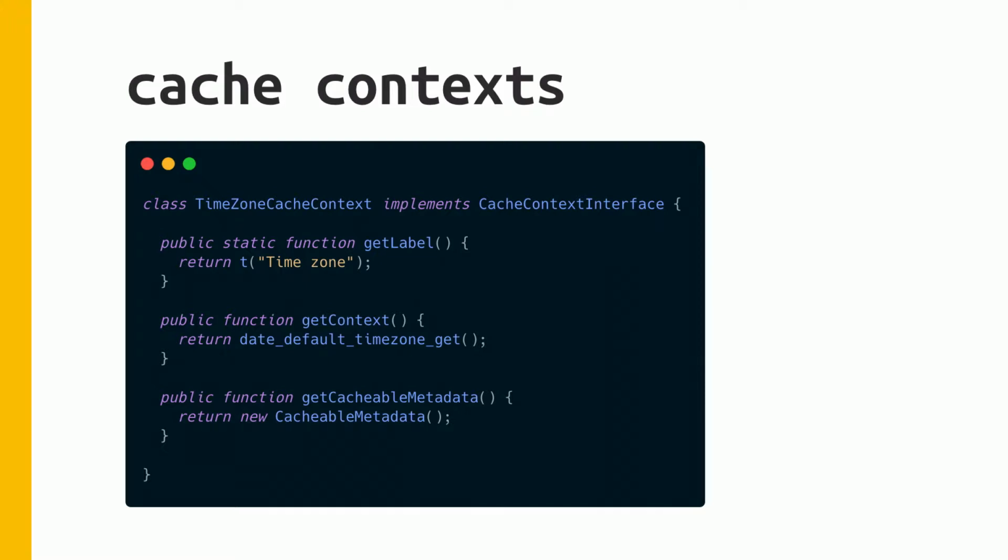This class implements the cache context interface, and it only takes 3 methods that are reasonably straightforward. There's getLabel, which returns the label. Admittedly, I have no idea where that actually renders anywhere, where it's used, but it is required. So, getContext is the value that we are the most interested in. This is what returns the information Drupal is going to use to cache this bit of data.